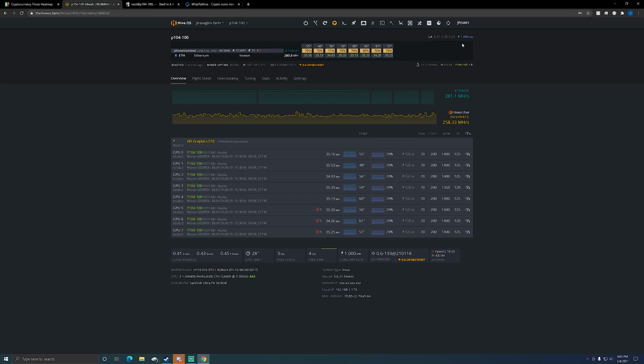So we're looking at it. This thing is saying it's pulling 1,000 watts. So this is my most power consuming rig, obviously. It's got 8 GPUs on it. It's my biggest rig. I don't have anything bigger than 8 GPUs. This is my biggest one.